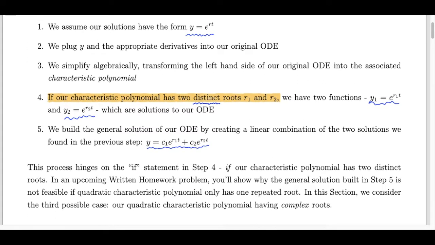In fact, this case, where our quadratic has 2 real distinct roots, is one of 3 possibilities. Another possibility is that our quadratic has 1 real root that's repeated. You'll explore this case in an upcoming homework problem. The third possibility is that our quadratic has complex roots. That's what we're investigating in this section. Let's get a sense of what issues can arise by looking at an example.